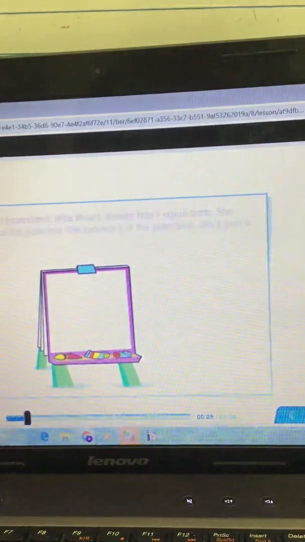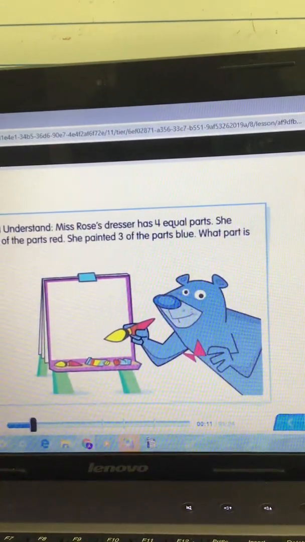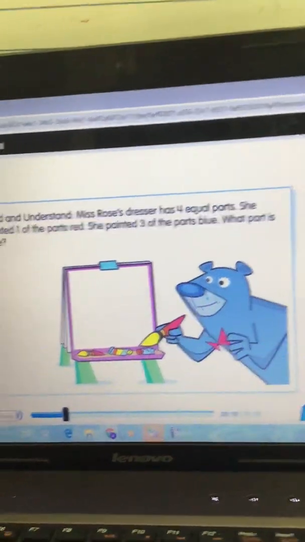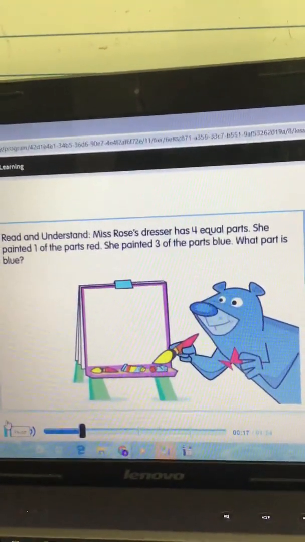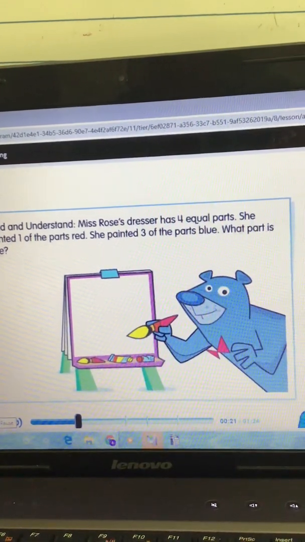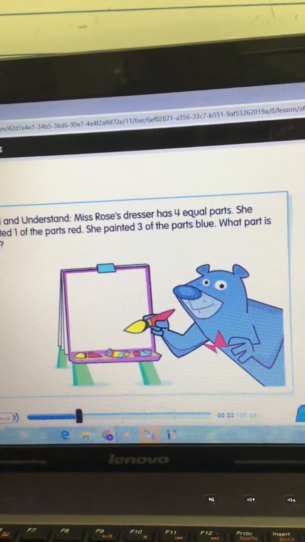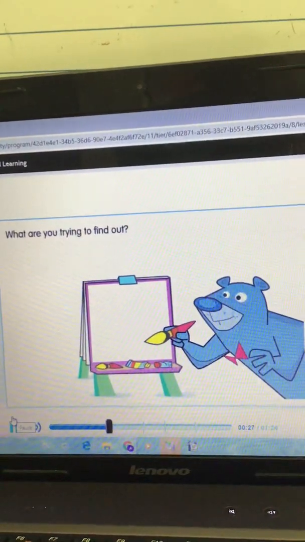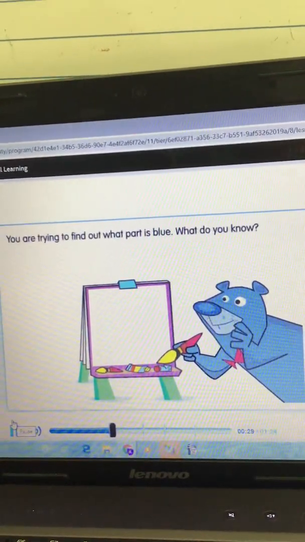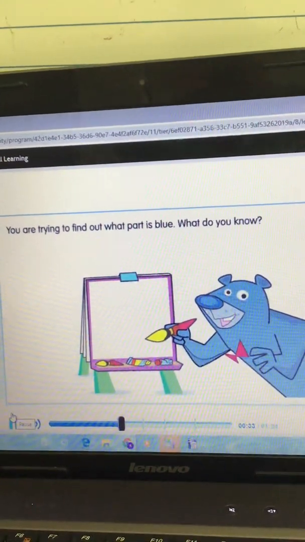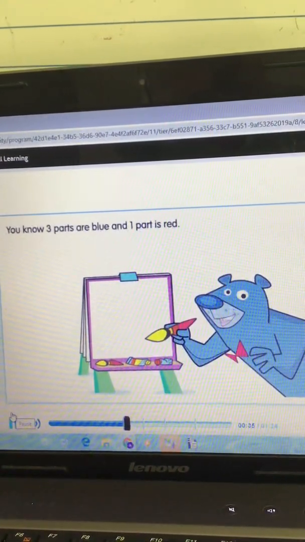Read and understand. Miss Rose's dresser has 4 equal parts. She painted 1 of the parts red. She painted 3 of the parts blue. What part is blue? What are you trying to find out? You are trying to find out what part is blue. What do you know? You know 3 parts are blue and 1 part is red.